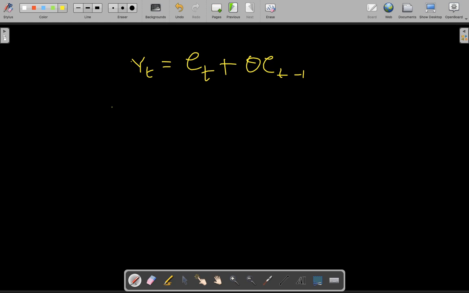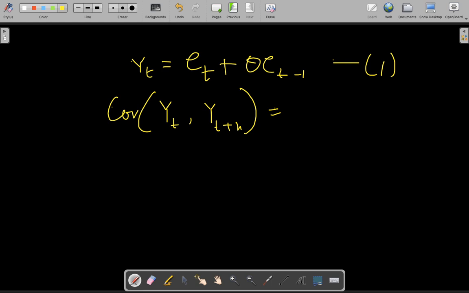Now if I want to see the covariance of yt and yt plus h, where h is not a function of t, h is independent of t, h is a lag period. That is what we are interested in: to see how this lag period h is reflected when I compute the covariance. Let me replace these yt values using the previous equation 1.